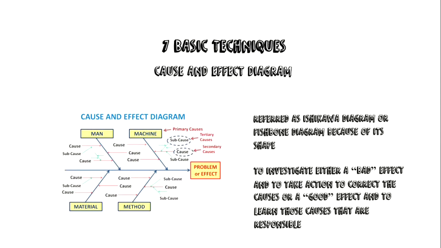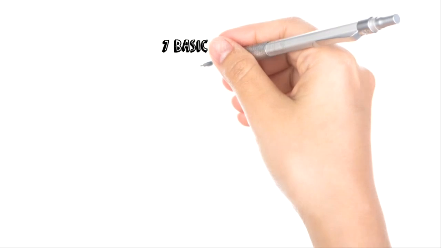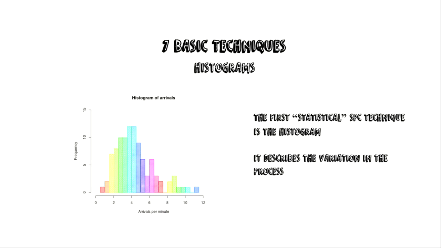Cause and effect diagram, referred to as Ishikawa diagram or fishbone diagram because of its shape. To investigate either a bad effect and to take action to correct the causes, or a good effect and to learn those causes that are responsible. Checklist or check sheets to ensure that the data are collected carefully and accurately by operating personnel, sometimes called a tally sheet. Histogram. The first statistical SPC technique is the histogram.